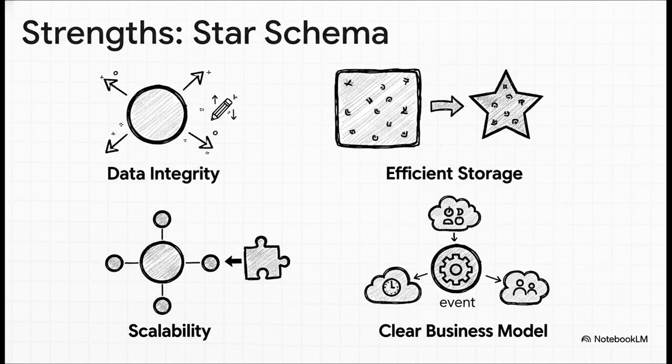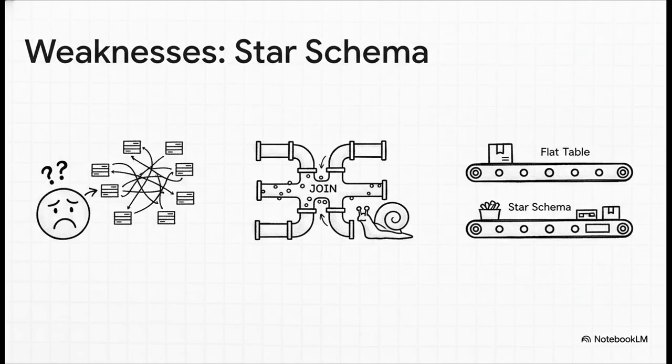It's also incredibly scalable. Need to start tracking info about your stores? No problem. You just add a new store dimension table and link it up. Easy. Of course, it's not perfect. It's definitely more complex for the end users, who now have to figure out how to join tables together to get the full picture. And those joins, which are the absolute heart of the model, can be a total performance killer on certain database engines that just weren't built for them.